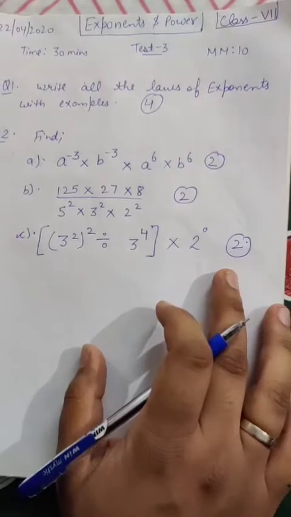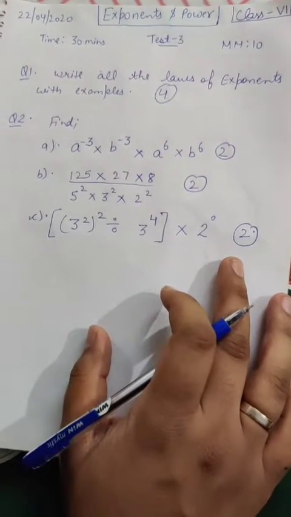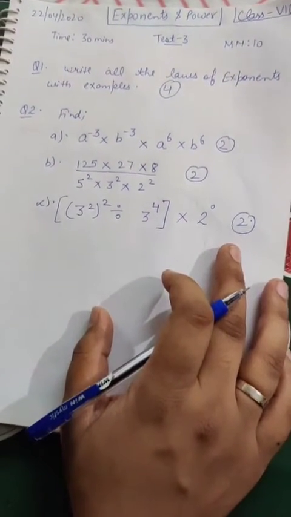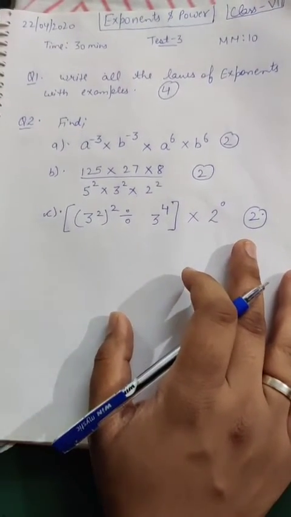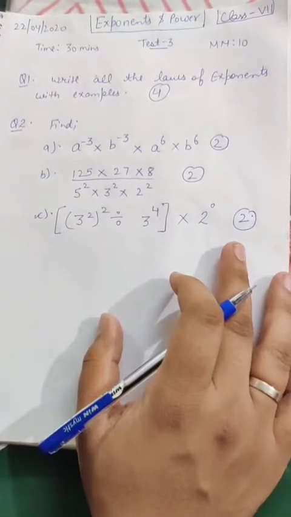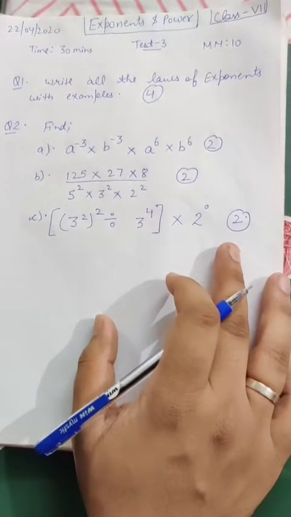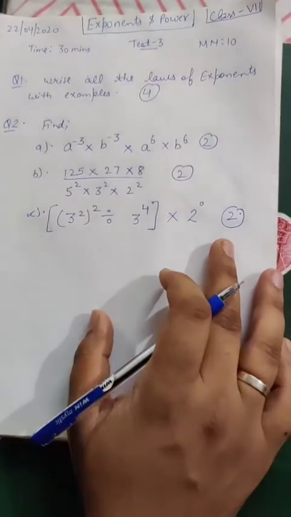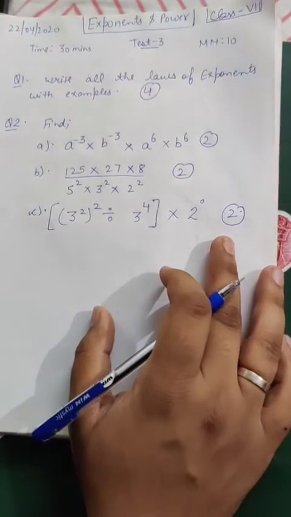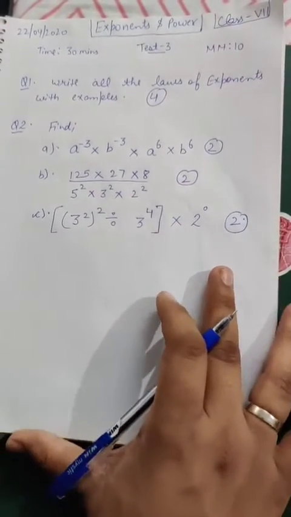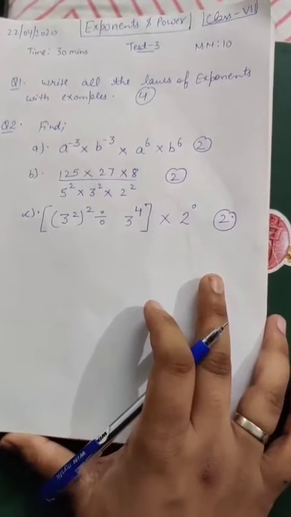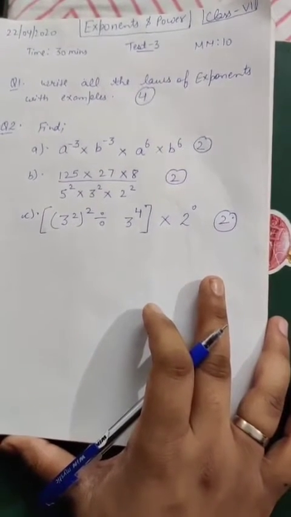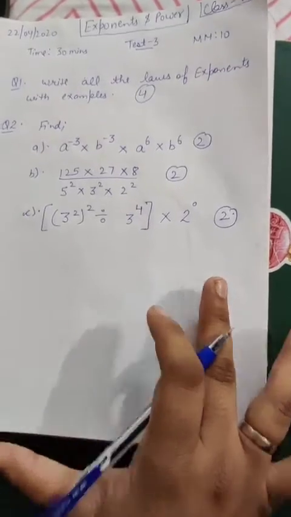Good morning, students. This is our today's test, that is Exponents and Powers, chapter number 13, and it is a very basic test, very easy questions I have given to you. The first question is write all the laws of exponents with examples, then three basic questions of 2 marks each. So in this video we will discuss the solution of this test, then you can match your answers with the solutions and you can rectify your mistakes if there are any. So now let's start.